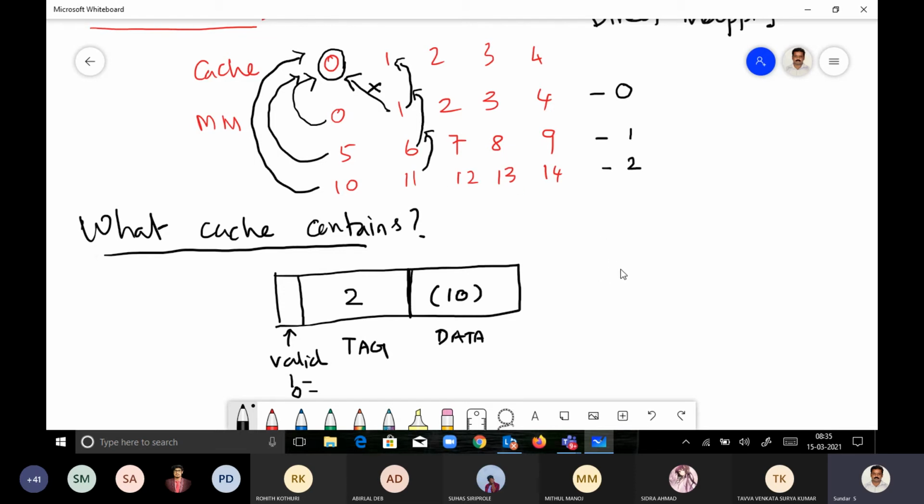Suppose we are having 8. Then what to write here? 8. Okay, then what is the tag field right now? Tag is what? 8. So which arrangement is it from? It is in this arrangement, right? So the tag field will be 1 and the valid bit will be 1 because something is there in the cache, right? If something is there, then it will be 1. If something is not there, then it will be 0.